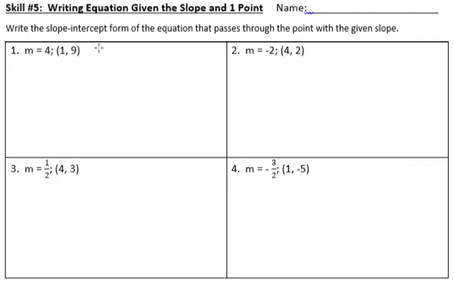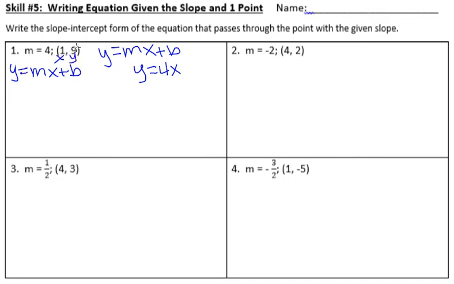So we're trying to write an equation in slope-intercept form, y equals mx plus b. We already know that this one is y equals 4x. The problem is we don't know what the y-intercept is yet. So we're going to use our equation y is equal to mx plus b. I'm going to go up here and label this x and this y.